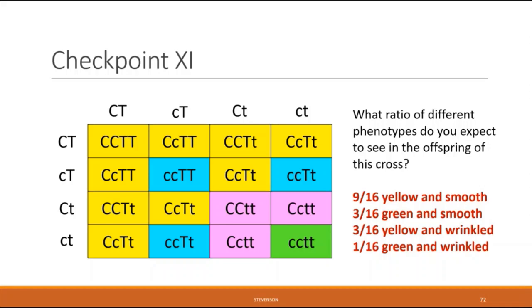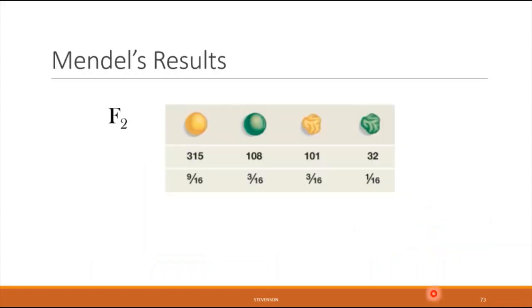If these numbers sound familiar, it's because they are the ratios that Mendel found in all of his experiments, which are directly correlated with and predicted by the Punnett square. So we know that this is how inheritance works.